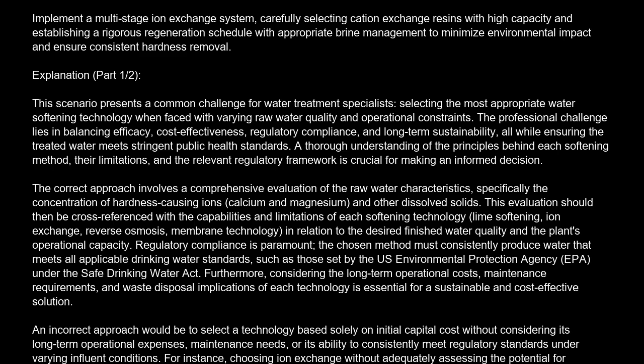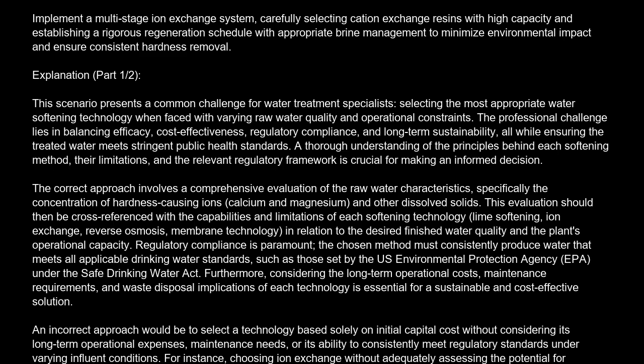Explanation. This scenario presents a common challenge for water treatment specialists: selecting the most appropriate water softening technology when faced with varying raw water quality and operational constraints. The professional challenge lies in balancing efficacy, cost-effectiveness, regulatory compliance, and long-term sustainability, all while ensuring the treated water meets stringent public health standards. A thorough understanding of the principles behind each softening method, their limitations, and the relevant regulatory framework is crucial for making an informed decision.